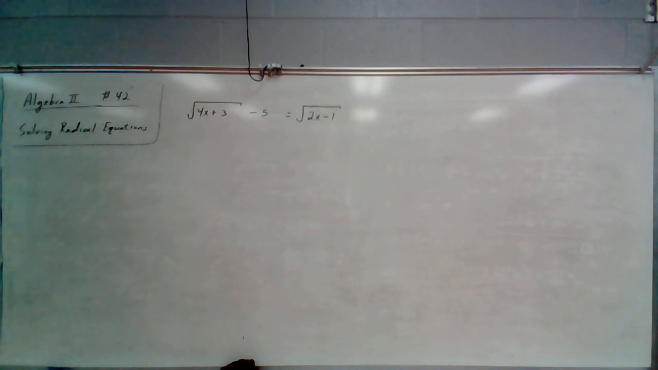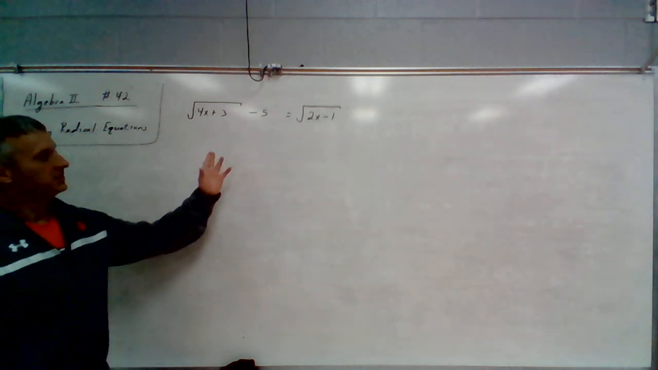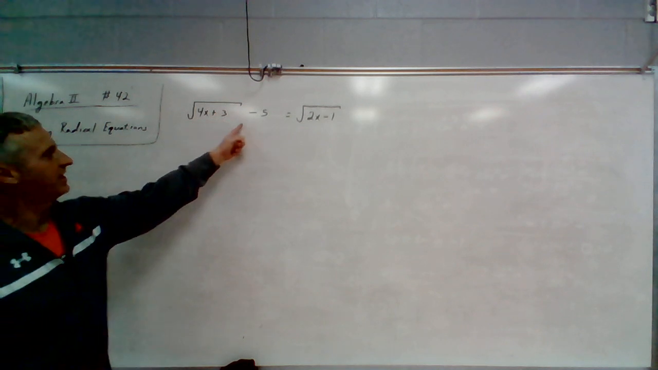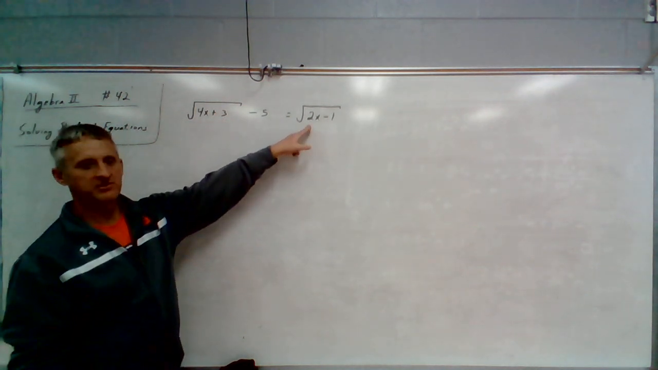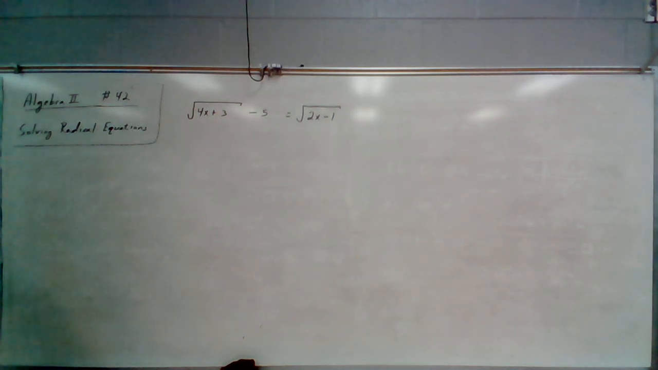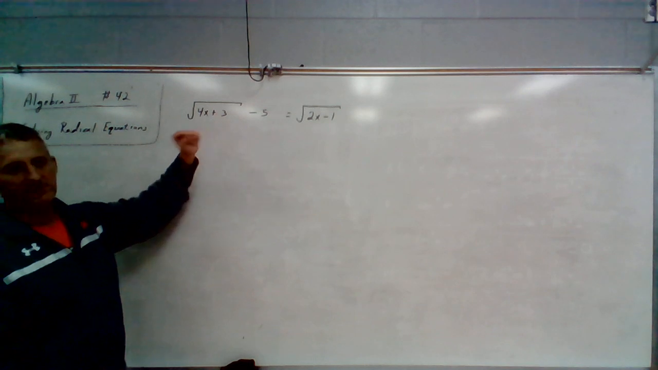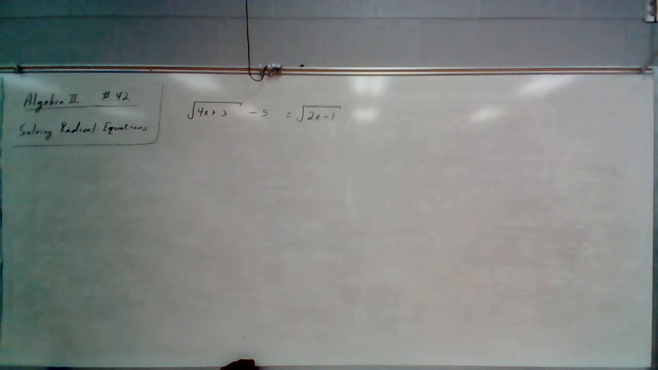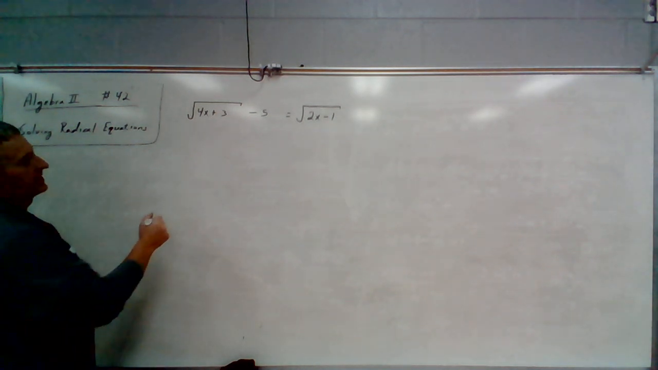All right, let's look at another interesting example. So here, if I tried to isolate this radical, I would add 5 to both sides. Then notice I have a radical on the other side too. So what I could do here is just square both sides right now. But you have to be really careful when you do that. All right, so let's try. Let's square both sides of this equation.